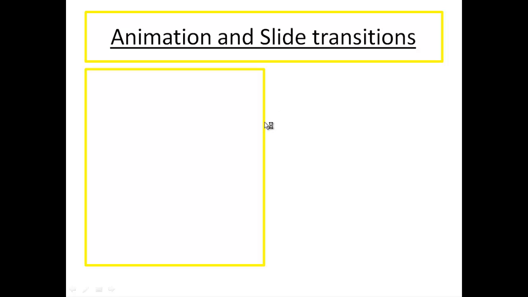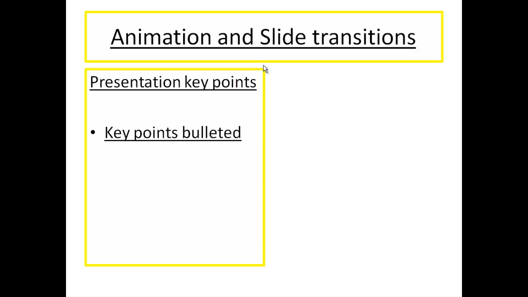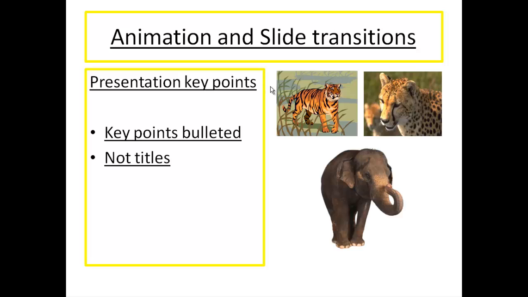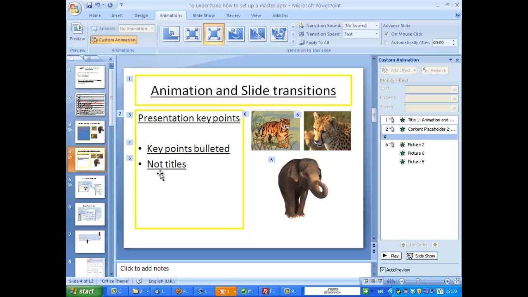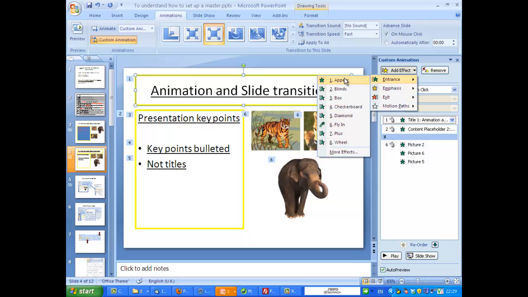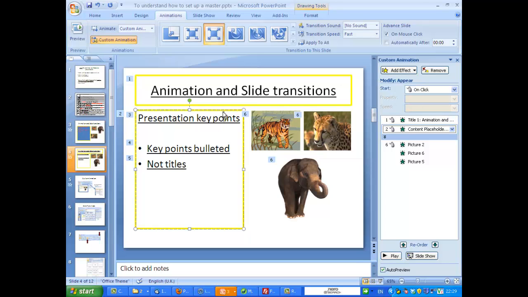Nice, consistent borders, same type of borders. Key points, all nicely bulleted, and they come in together, you see, just to explain that point. And so we'll just go over that. To do custom animation, you go to animation and custom animation, and you're just clicking on each effect. Choose a simple effect to start with, appear or blinds, and they're all the same.